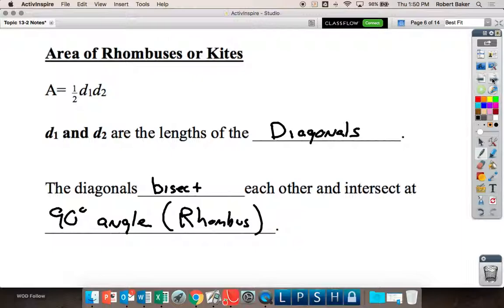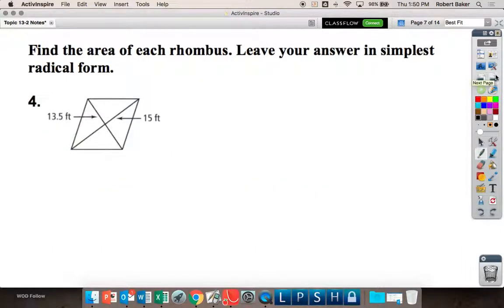Super excited. Yay. Okay, so we got a rhombus here. Remember, rhombuses, the diagonals cut each other in half. So if this little piece is 13.5, how long is this little piece? 13.5. Same thing. Now, if this piece is 15, how long is this piece? 15. So to use our equation, how long is this whole diagonal? 13.5 and 13.5. 27.